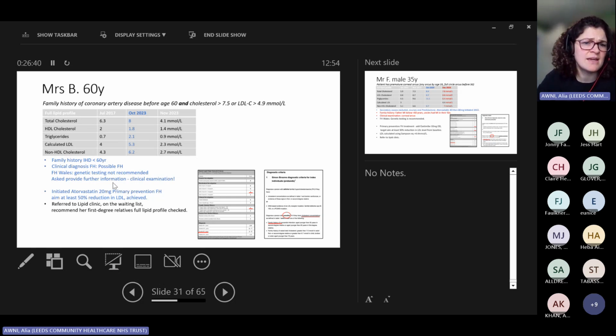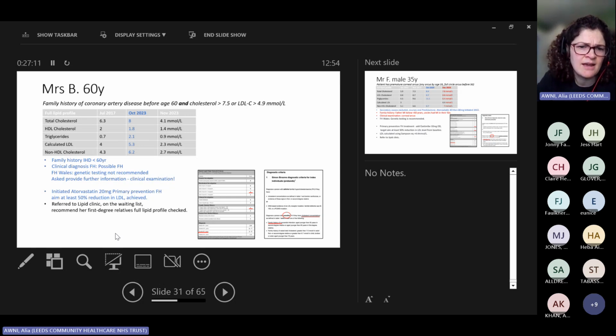I also considered the Genetic FH Wales genetic testing. It's not recommended. We did ask if they could give us more information about clinical examination, if that's been explored. At this point, we refer to a lipid clinic and they can do the clinical examination. Luckily, we had some bloods at the end of November 23, and the LDL levels had dropped to below 50%, more than 50% reduction in LDL, so they achieved the target.